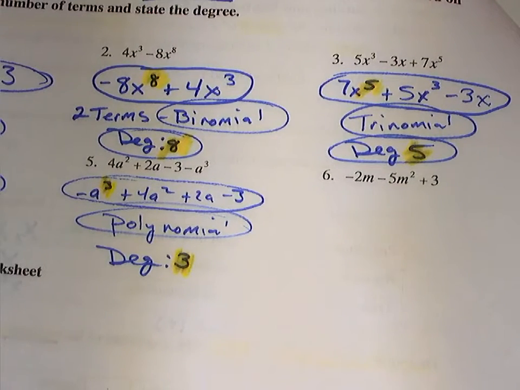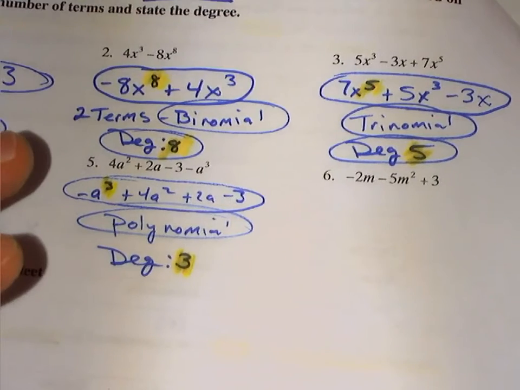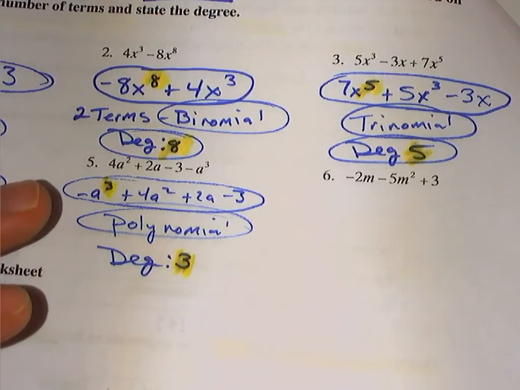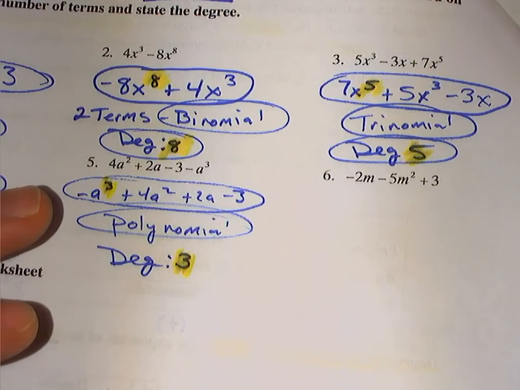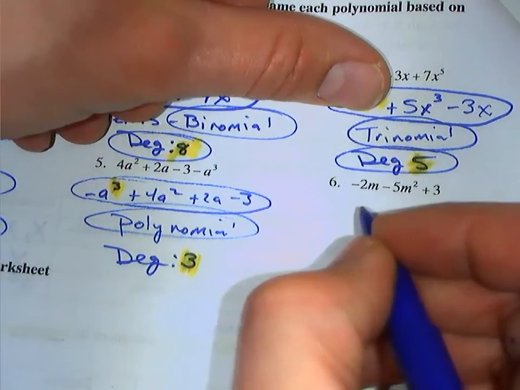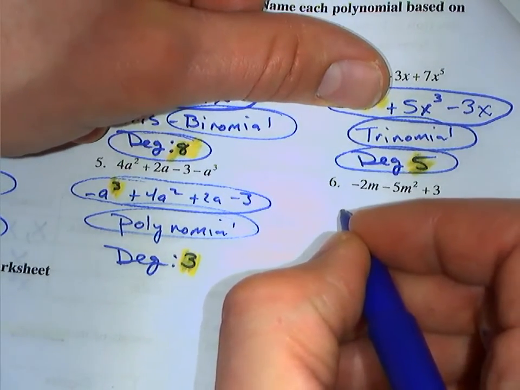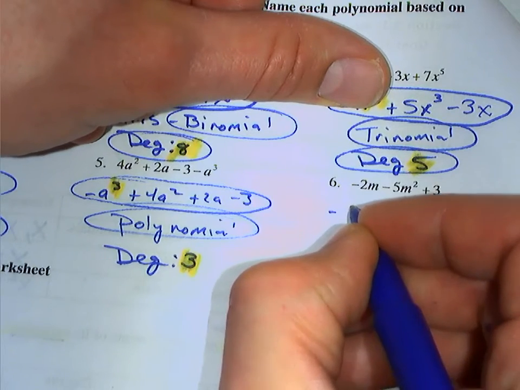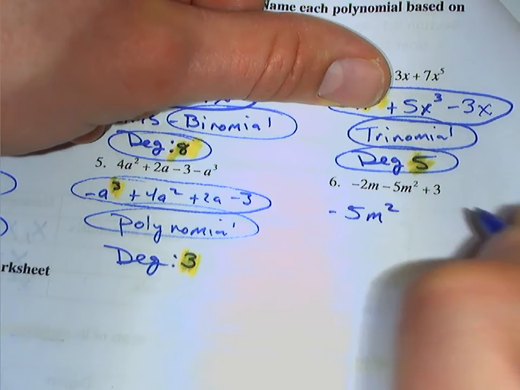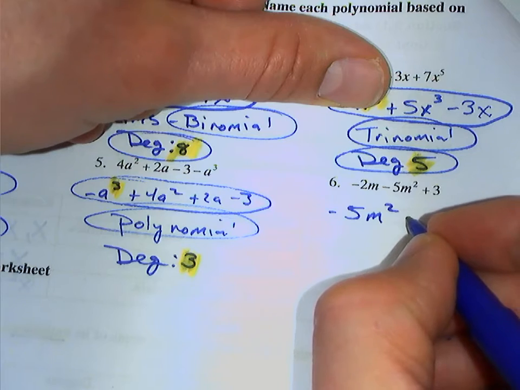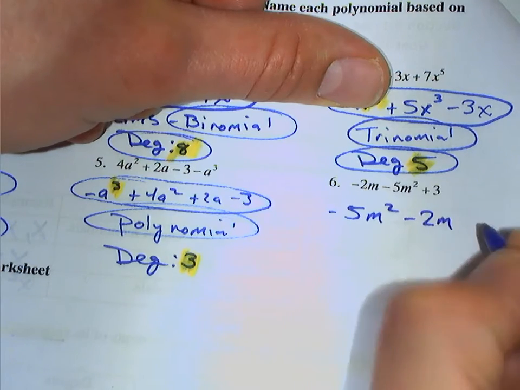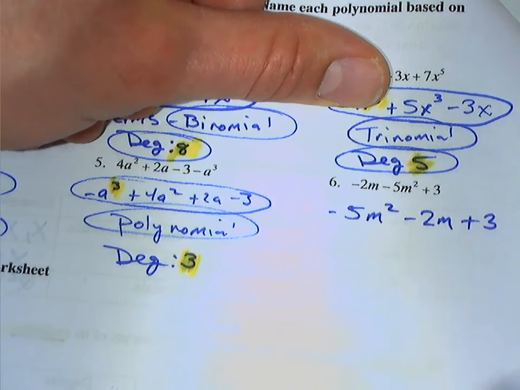All right, last but not least, y'all. I've got negative 2 minus 5m squared plus 3. Go ahead and set it up for me. What do you got? Dan, you got this thing in descending order? Negative 5m squared, negative 2m, plus 3.